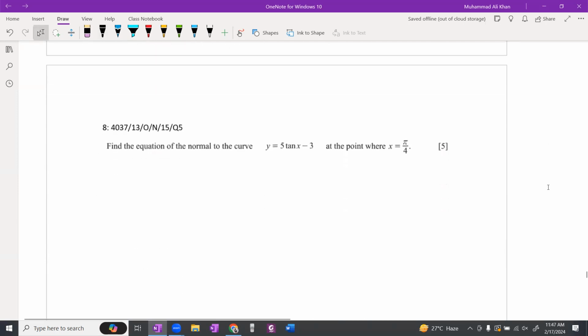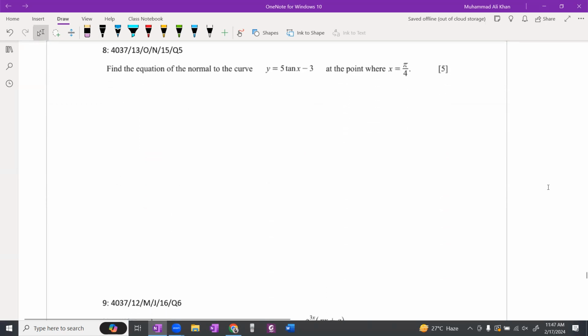Now, question number 8. What do we have in this question? Find the equation of the normal to the curve at this point. We have to calculate the equation of the normal to the curve. So, first, differentiate the curve. So dy over dx will be 5 tan x, so what is the derivative of tan x? Sec squared x. And minus 3 is 0.